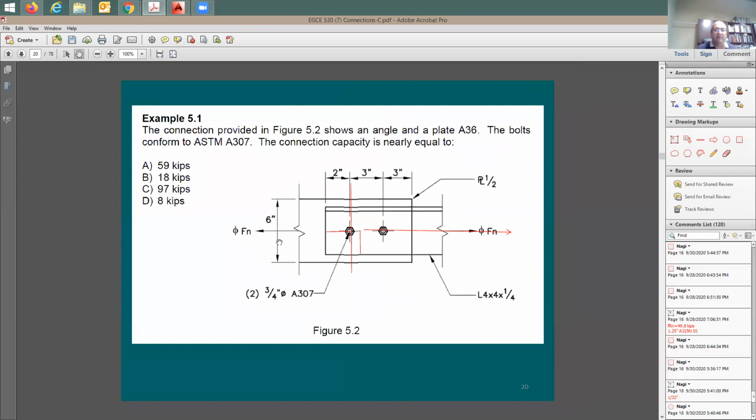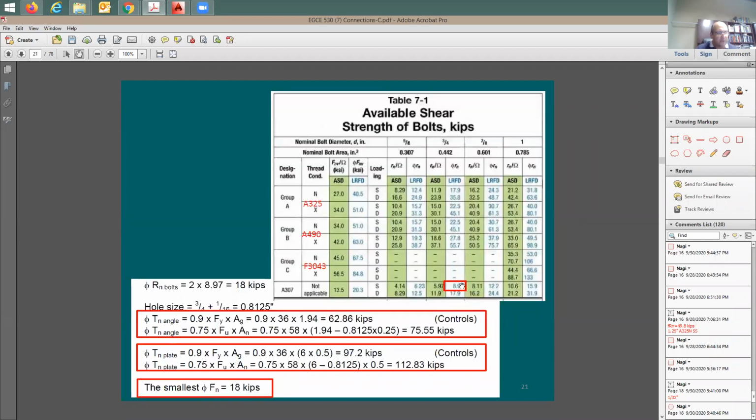Now I have 3 items that I need to figure out the capacity for. I'm going to have the angle in tension, and I have 2 equations for that. I have the plate in tension, also with 2 equations, and then I have the 2 bolts in shear. For each bolt, I have a strength of almost 9 kips. So the strength of the bolts is 2 times 8.97, roughly 18 kips. I'm going to be good with this. Now the hole size is going to be 3/4 of an inch, and you add 1/16 of an inch, and then you run through these 2 simple equations that we went through before in tension members.